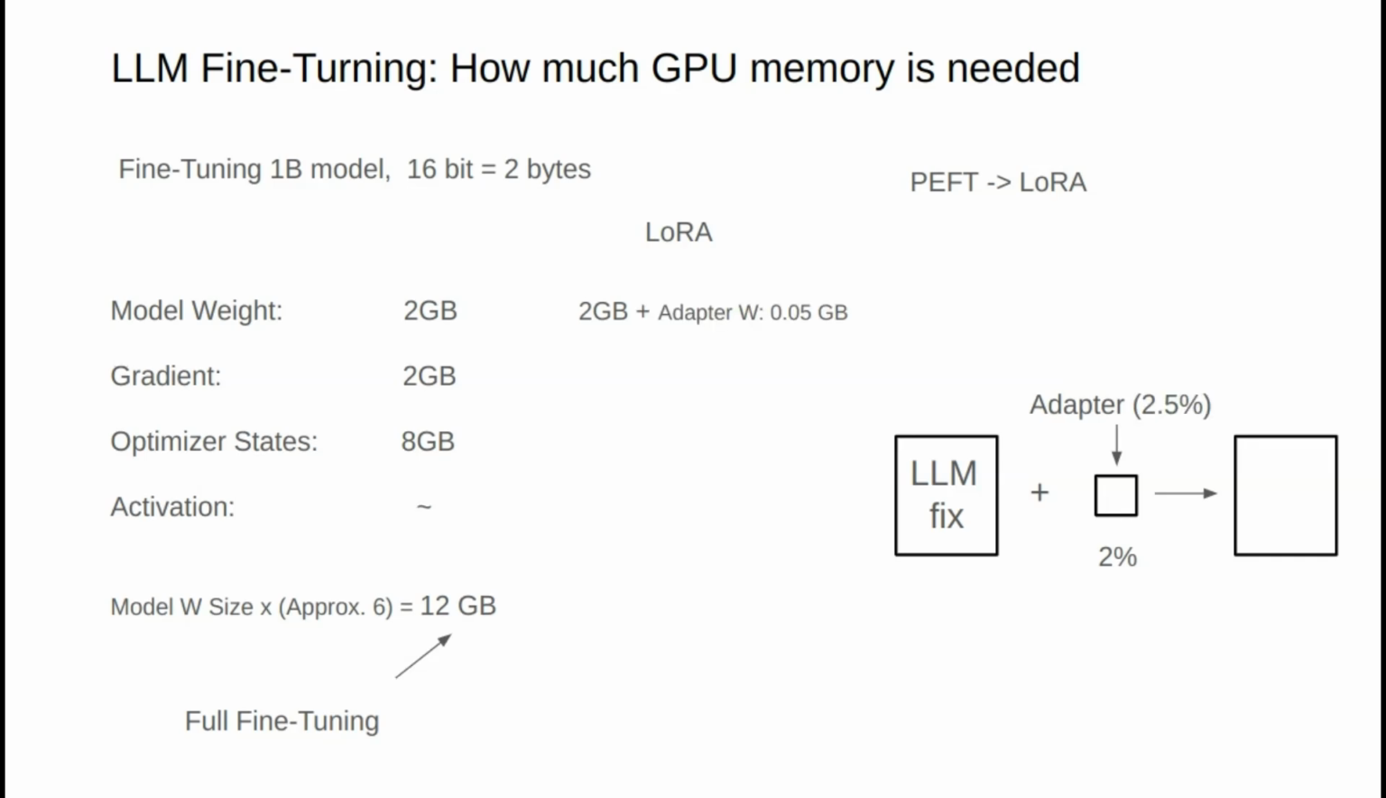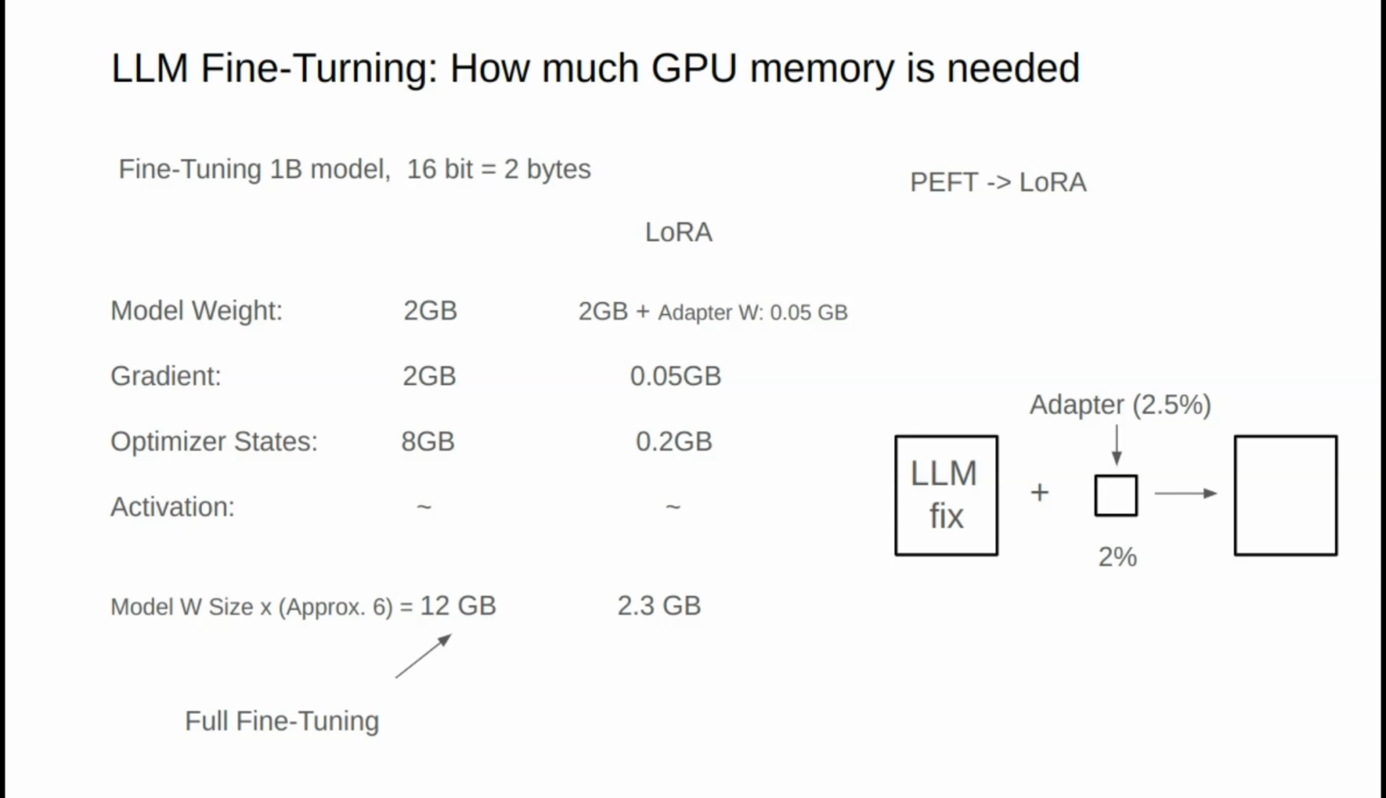For example, if the adapter weights are 2.5% of the original model size, adapter weights, 2 GB times 0.025 equals 0.05 GB. Gradients and optimizer states for the adapter, 10 gigabytes times 0.025 equals 0.25 GB. Adding these components, model weights, 2 gigabytes. Adapter weights, 0.05 gigabytes. Gradients and optimizer states, 0.25 gigabytes. The total memory required for LoRA fine-tuning is approximately 2 gigabytes plus 0.05 gigabytes plus 0.25 gigabytes, which is 2.3 gigabytes.